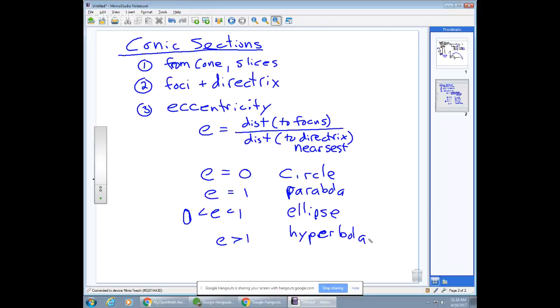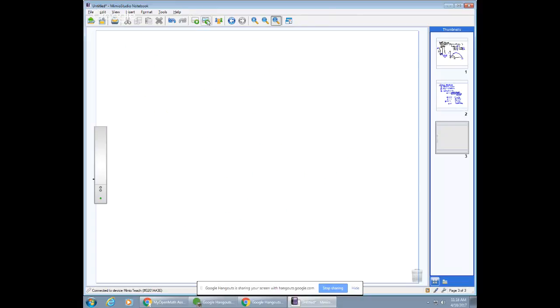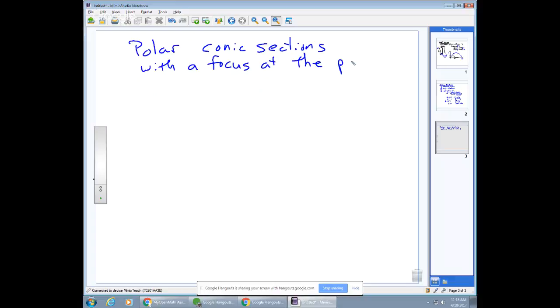Eccentricity comes up most often when we're looking at the polar form. So I'm going to give you the polar form and we'll play with it a little bit. These have a focus at the pole. Does everybody remember what the pole is for polar stuff? It is the origin. So the pole in polar is the origin in rectangular.